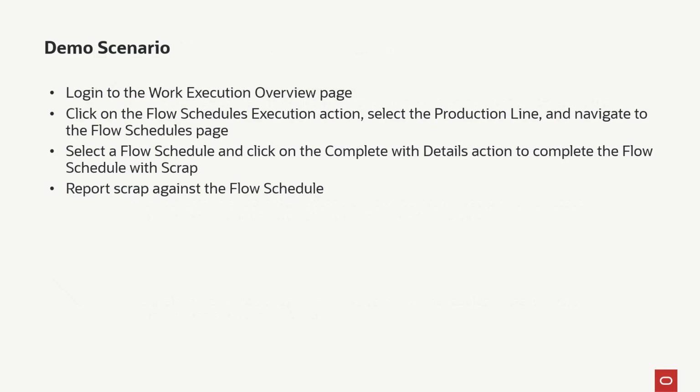Now let's walk through a short demo of this feature where we will see how you can report scrap against a flow schedule without a predefined inspection plan. First, we will log into the Work Execution Overview page. We will click on the Flow Schedules Execution action, select the production line, and navigate to the Flow Schedules page. Next, we will select a flow schedule, and click on the Complete with Details action to complete the flow schedule with scrap. Finally, we report scrap against the flow schedule.